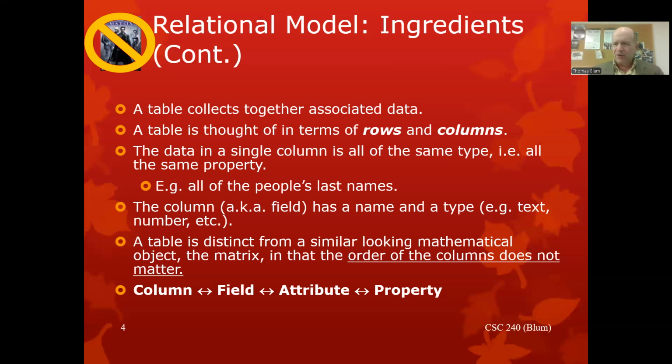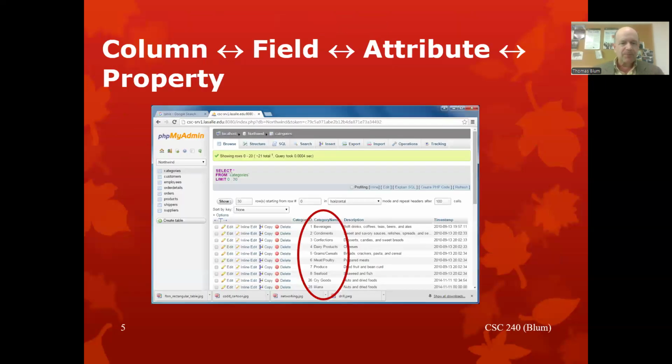And just some vocabulary, we tend to use interchangeably terms like column, field, attribute, property. And here again is our category table, but with a particular column, say the category name.